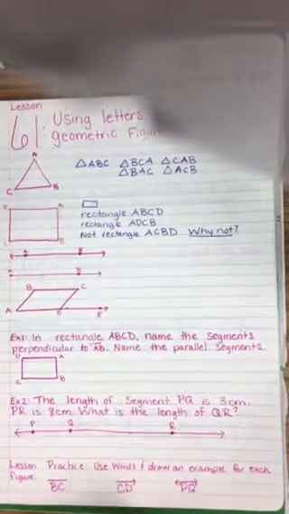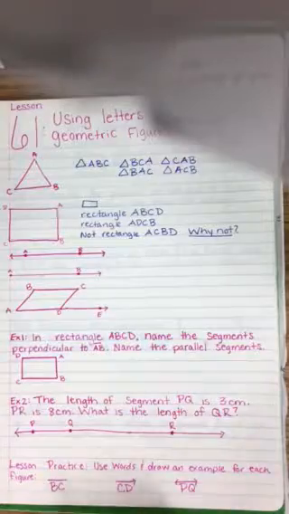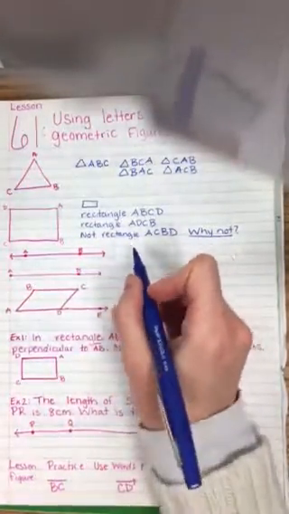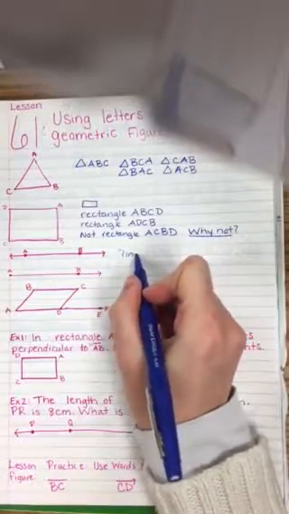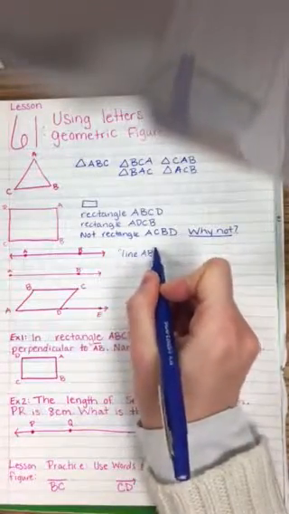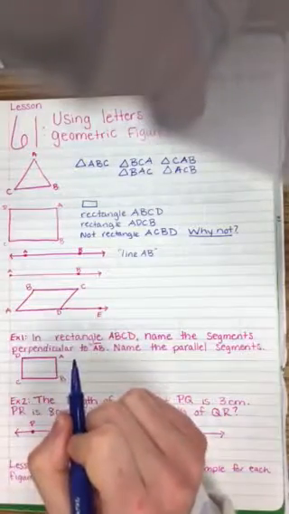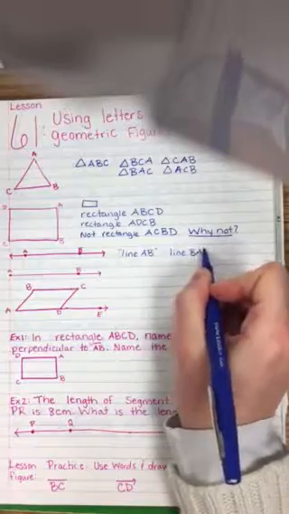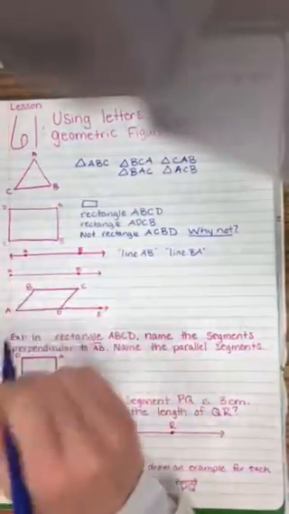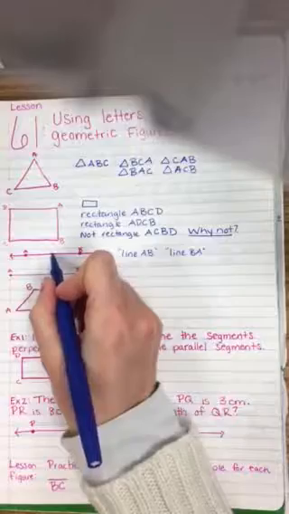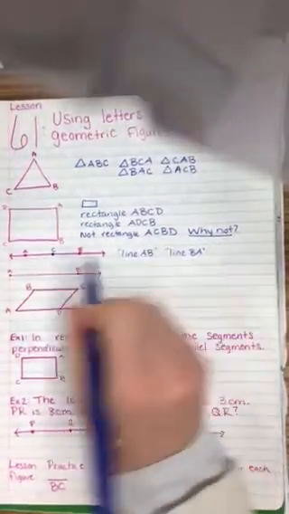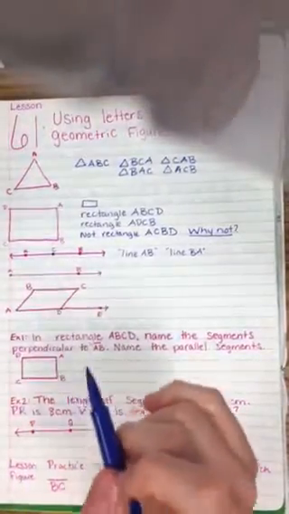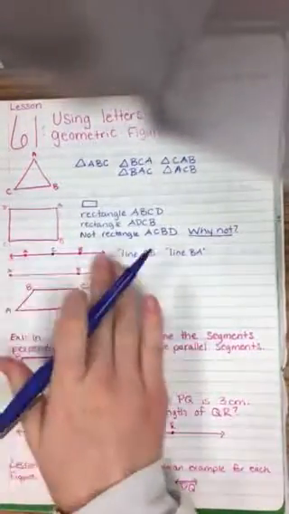So we name a line by naming any 2 points on that line. So we're going to refer to this line as line AB. All right? Or you could call it line BA. Any 2 points on the line. If there was a C here, then you could call it line AC, or line BC, or line CB. Any 2 points on a line can name the line.